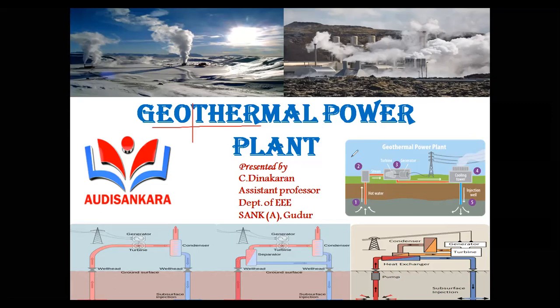There are three types of geothermal power plant. One is the dry steam plant, the second is the flash cycle steam power plant, and the third is the binary cycle power plant. Out of these three, the dry steam plant is the one most preferred in geothermal plants.